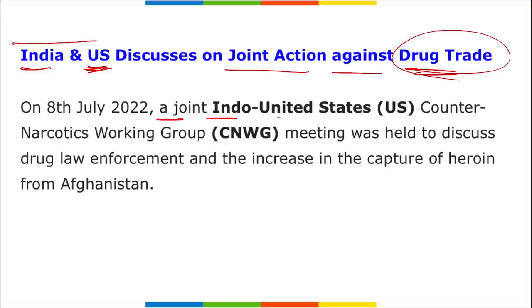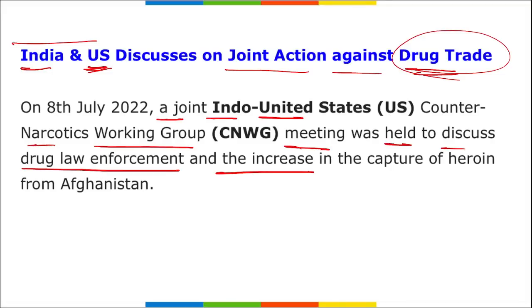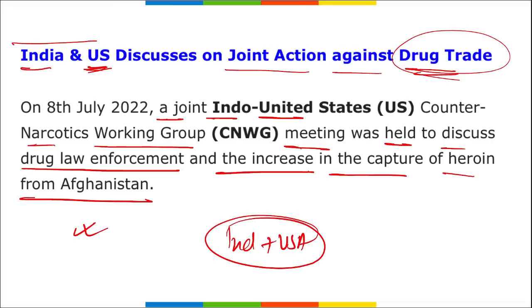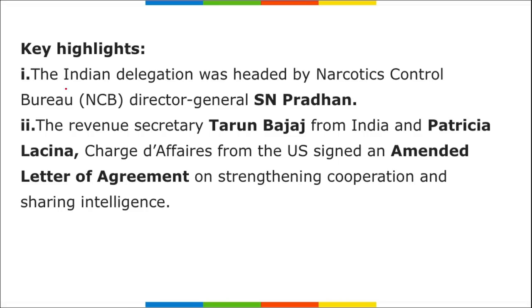A joint Indo-United States counter narcotics working group meeting was held to discuss drug law enforcement and the increase in the capture of heroin from Afghanistan. So in order to curb the drug trade and take action against it, a joint action force was working against drug trade, and the two countries working to eliminate it are India along with the United States of America.